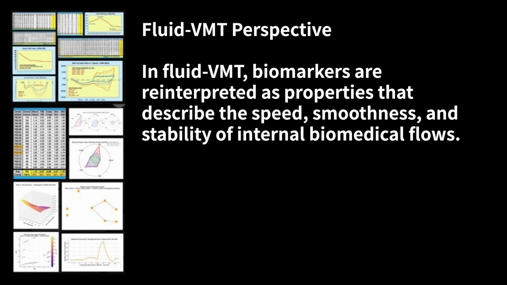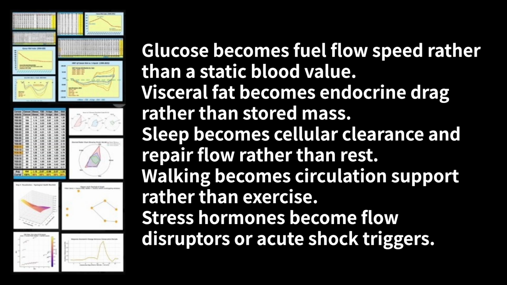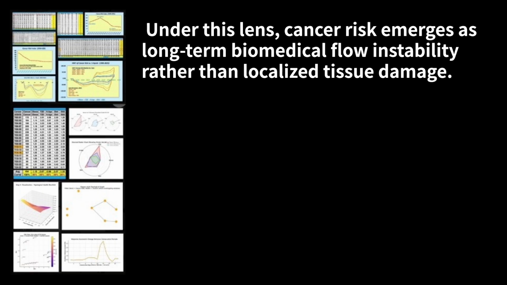Fluid-VMT perspective. In fluid-VMT, biomarkers are reinterpreted as properties that describe the speed, smoothness, and stability of internal biomedical flows. Glucose becomes fuel flow speed rather than a static blood value. Visceral fat becomes endocrine drag rather than stored mass. Sleep becomes cellular clearance and repair flow rather than rest. Walking becomes circulation support rather than exercise. Stress hormones become flow disruptors or acute shock triggers. Under this lens, cancer risk emerges as long-term biomedical flow instability, rather than localized tissue damage.